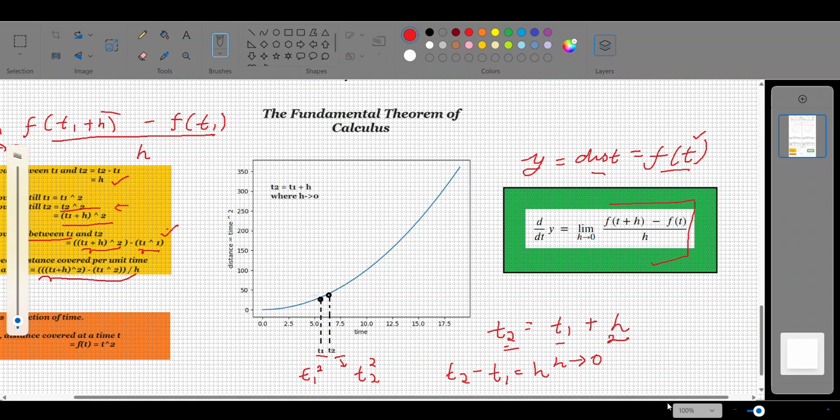In our next video, we're going to find the derivatives using this theorem. We're going to find the derivatives of exponentials and logarithms.